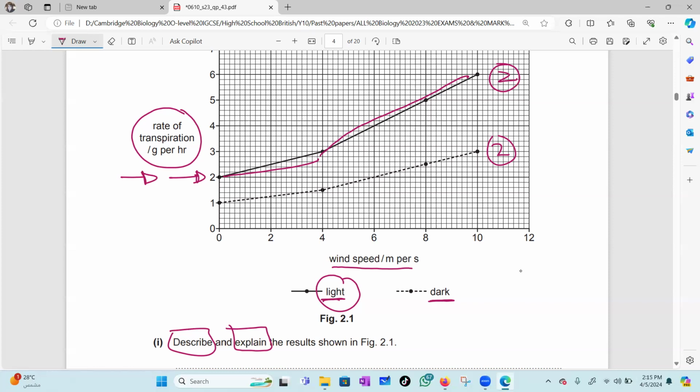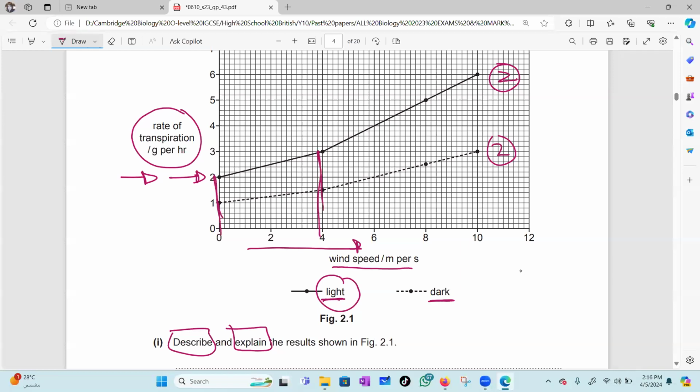How many times did we say that? Okay. So, yes, the first part is correct. You will describe and say that as the wind speed is increasing, the rate of transpiration is increasing. And you can be a little bit more precise. Look at the graph. At the beginning, it is increasing in all cases, from the beginning till the end. But when does the rate of transpiration become faster?